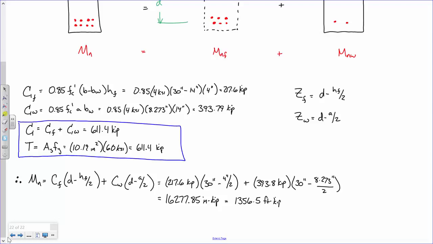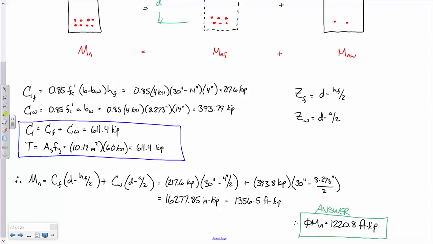How do I determine phi MN? What's phi? 0.9. So what is phi MN? So remember, that is our resistance. That is how strong this beam is once it has been adjusted by uncertainty factors. Okay? Make sense? Now, are there any questions?